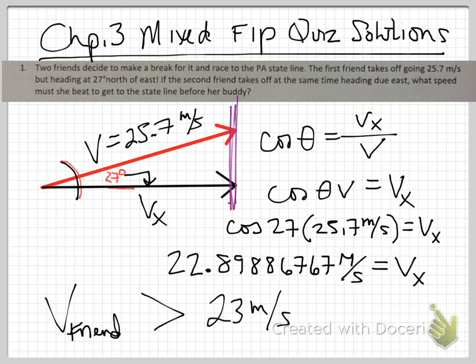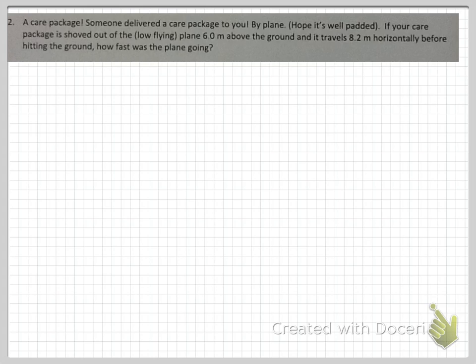Okay, next. This is one of those kicked, flicked, and pushed problems where we have an object in projectile motion but being launched on the horizontal. So someone has delivered a care package to you via plane. It's shoved out of a low-flying plane 6 meters above the ground and travels 8.2 meters horizontally before hitting the ground. What we want to know is the package's initial velocity.